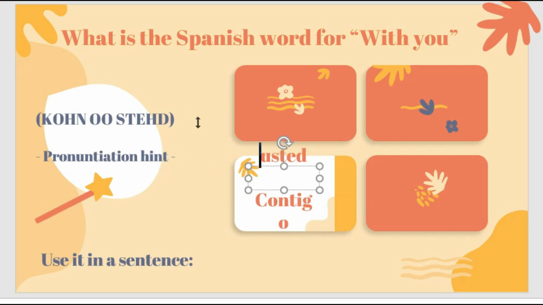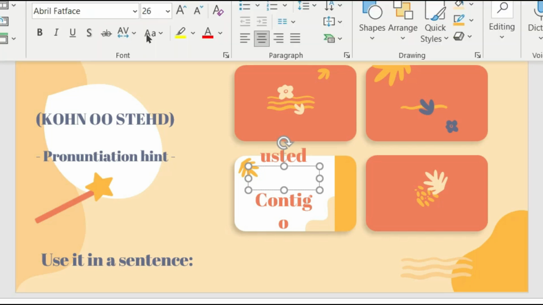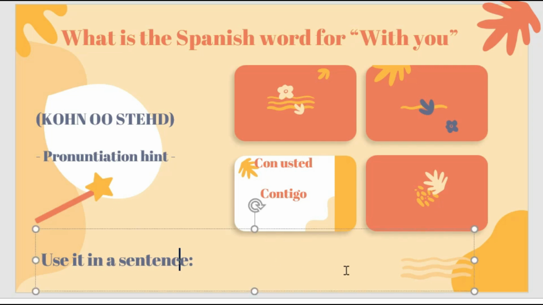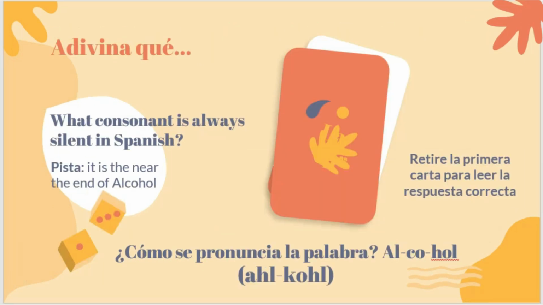Con usted y contigo. Do you know what is the formal and do you know what is the informal? No. So the informal is contigo and the formal is con usted. So that is the difference. Contigo is informal, con usted is formal. Can you use this in a sentence in Spanish? Just give me your best guess. Voy contigo.